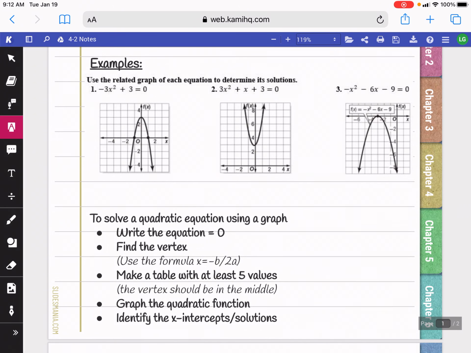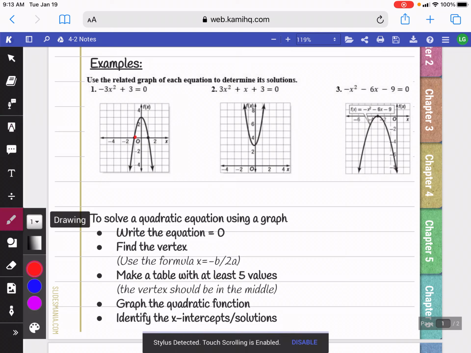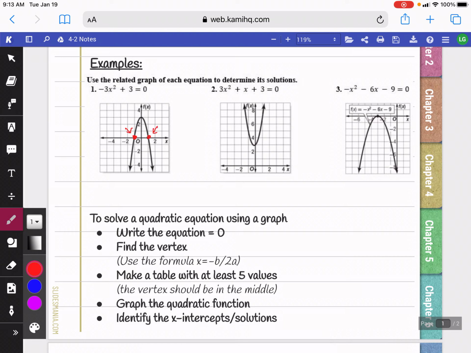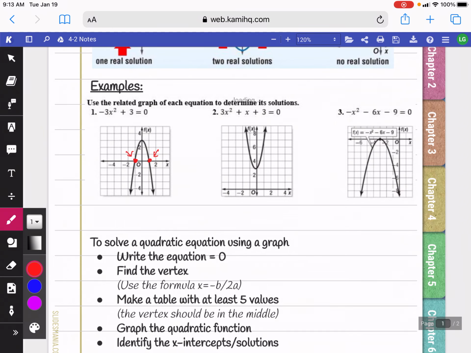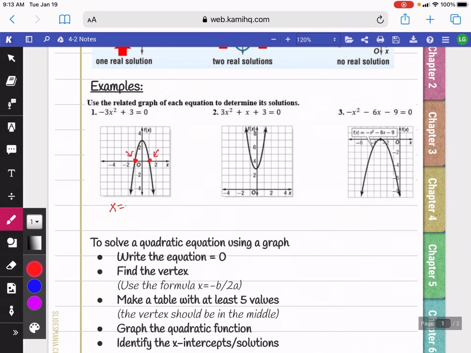Here we're going to use the graphs shown to determine the solutions. So what they did is they had the equation. They already graphed it for us. We're just going to look at that graph and identify the solutions, which are the x-intercepts. So we look at problem number 1. Here there's 2 x-intercepts. So this one has 2 solutions. One of them's at negative 1 and the other one's at positive 1. So our solutions are x equals negative 1 and positive 1.